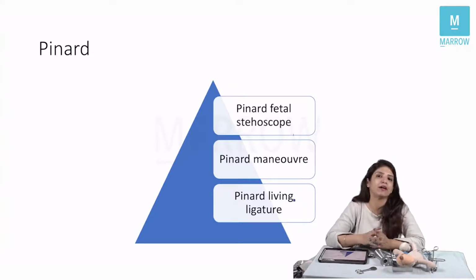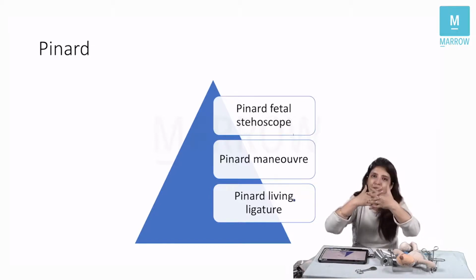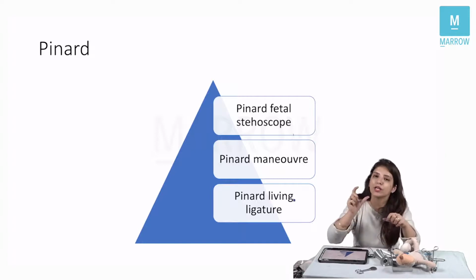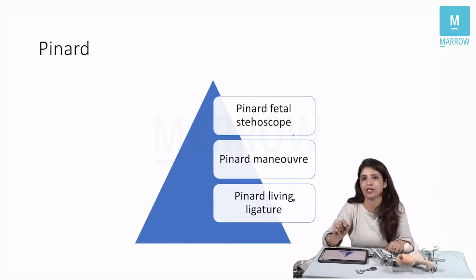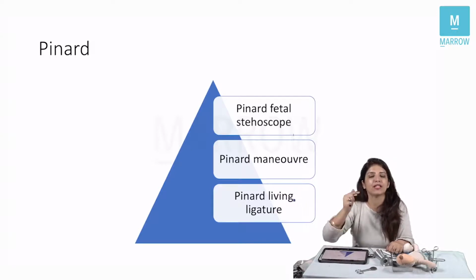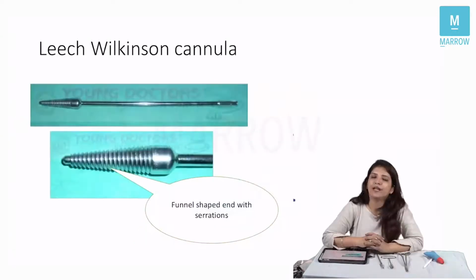The third Pinard is the Pinard's living ligature. So if all of you remember, the middle layer of the myometrium is called the living ligature because it has fibers running in a crisscross manner. So when the middle layer of the uterus contracts, the arteries which are there in between get constricted and the bleeding stops. So the complete name of the living ligature is the Pinard's living ligature. So you hear Pinard at 3 places, right? Now let's talk about some special gynae instruments.